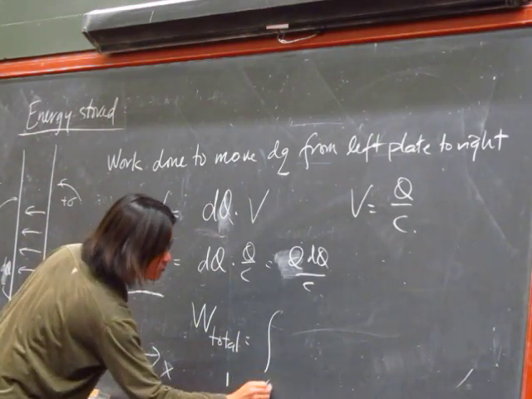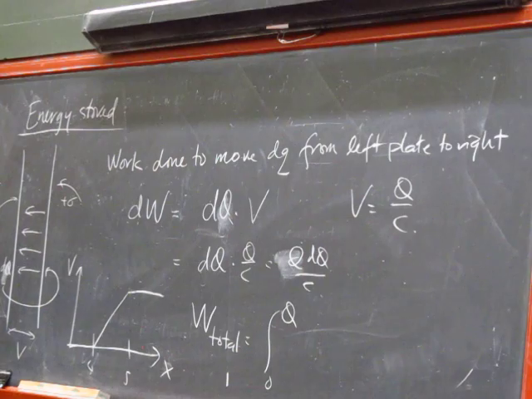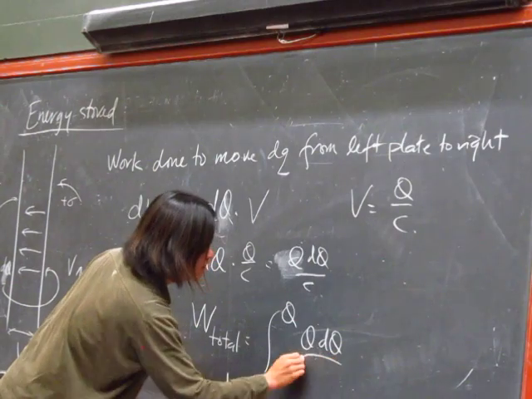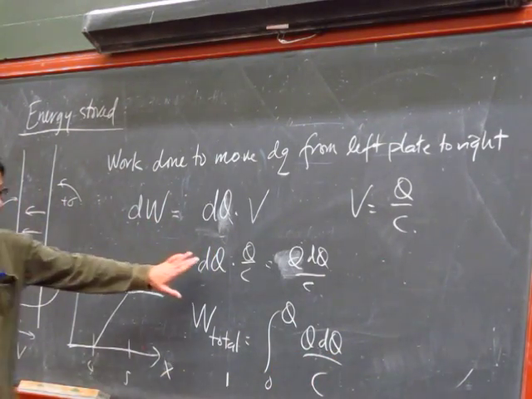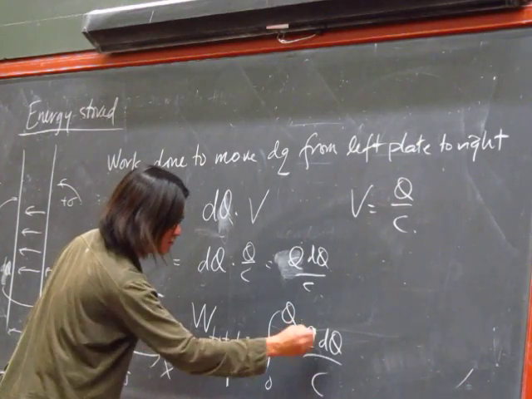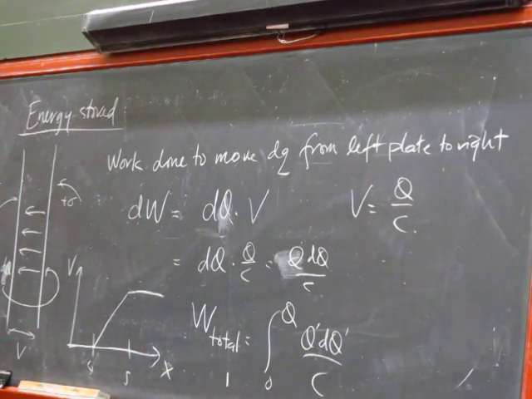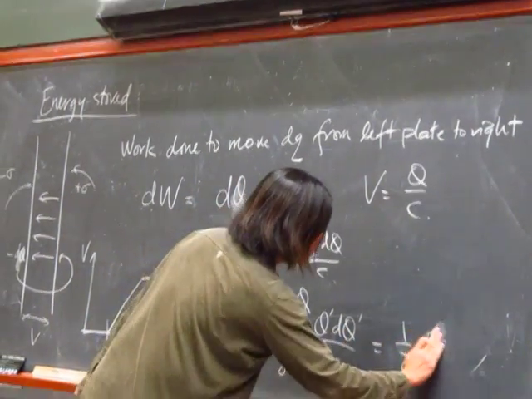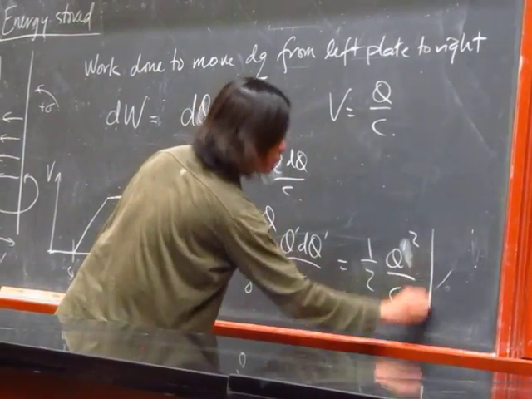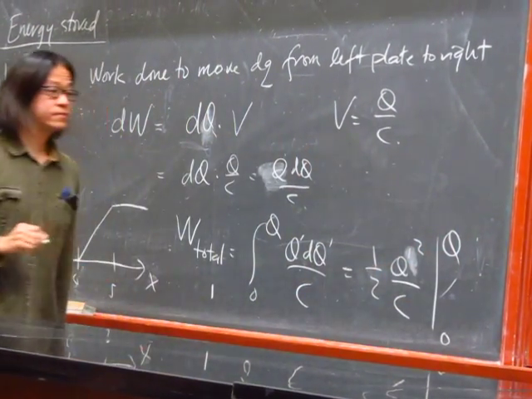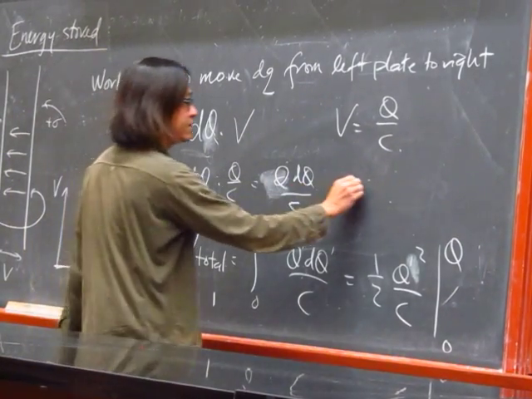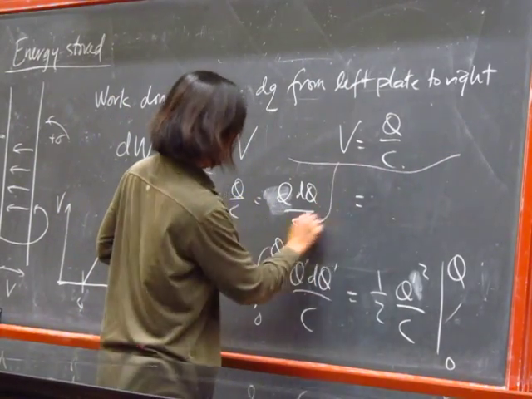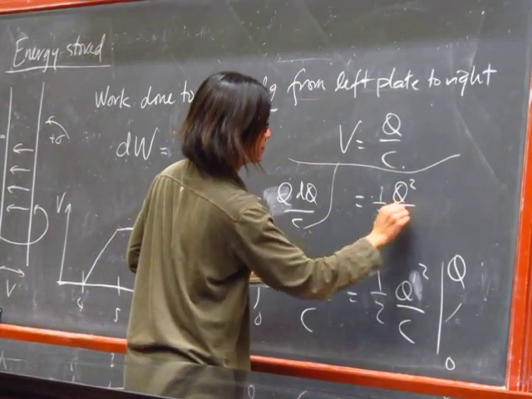is equal to the integral from 0 to q of q dq over C. Sorry, I've been using q everywhere, but this is a variable, so I'm going to use q prime. When you integrate this, you get 1/2 q prime squared over C from 0 to q, and the answer you get is 1/2 q squared over C.